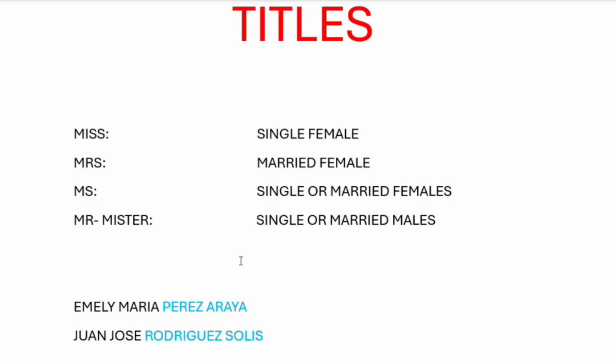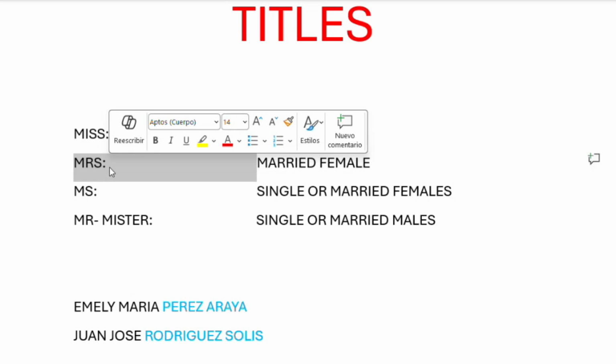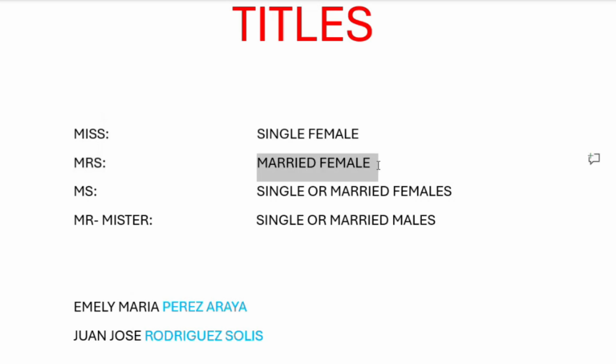So, it's very simple, guys. Right over here, we use Miss when the woman is single. It is used for a young woman or an adult woman who is not married. It's a polite way to address a single female, right? And here we have Mrs. We use it for a married woman, when the woman is married, right? The married female.